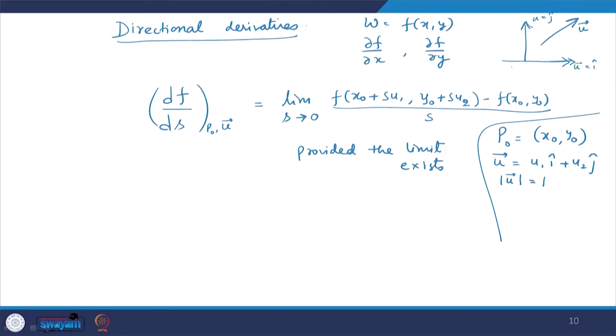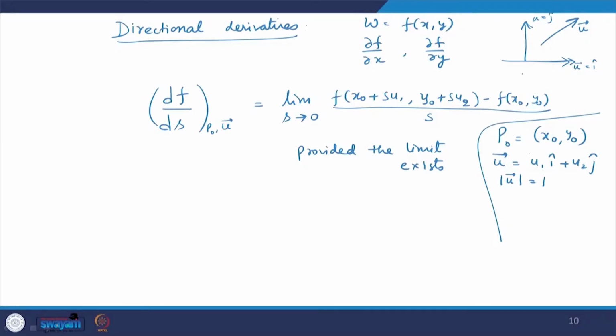So, that is nothing but del f upon del y. In that sense we can say that this definition generalizes the definition of del f upon del x and del f upon del y also. So, the first way of finding a directional derivative along u at a point p naught is this limit definition.